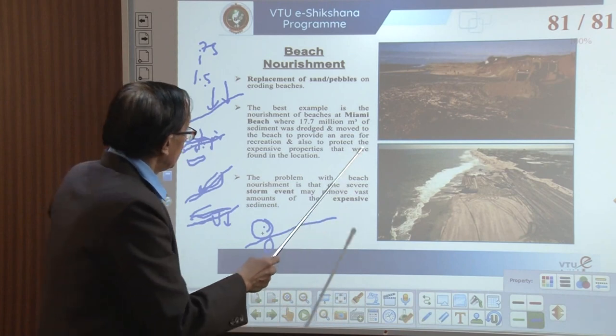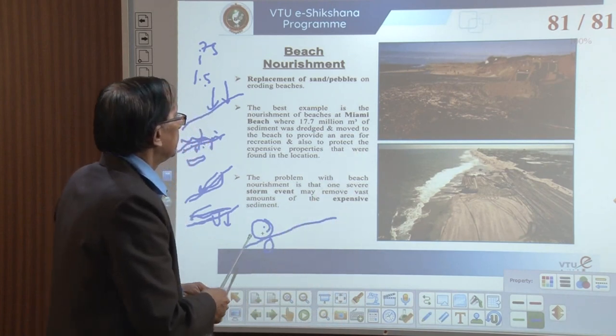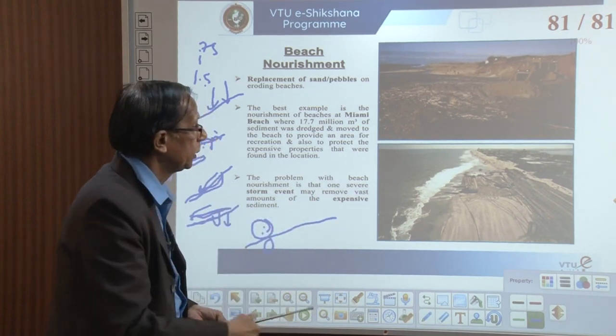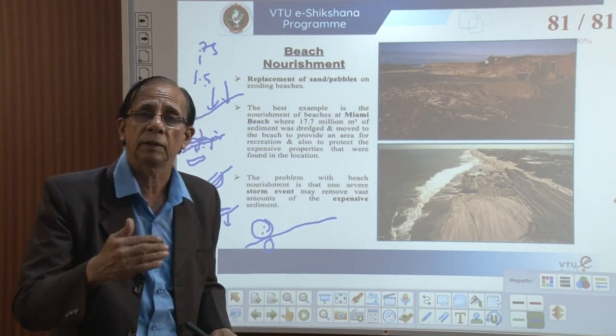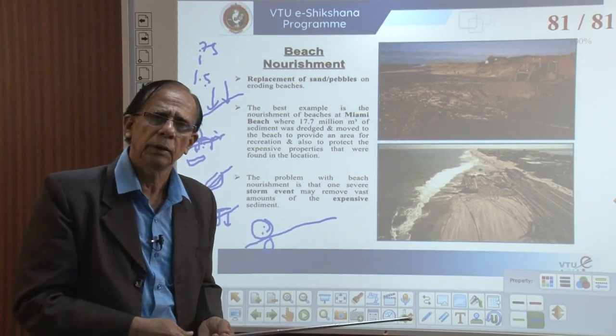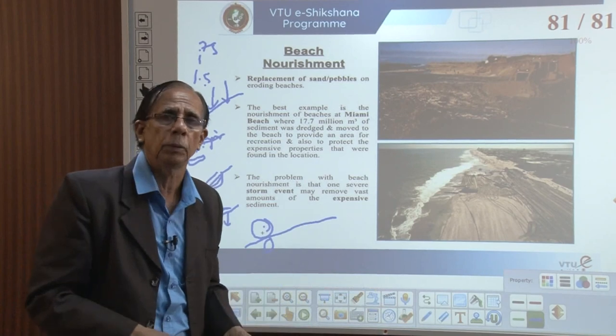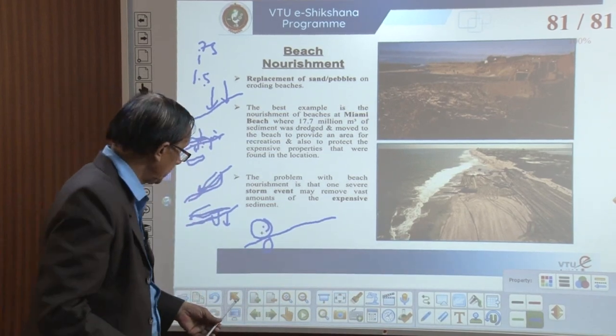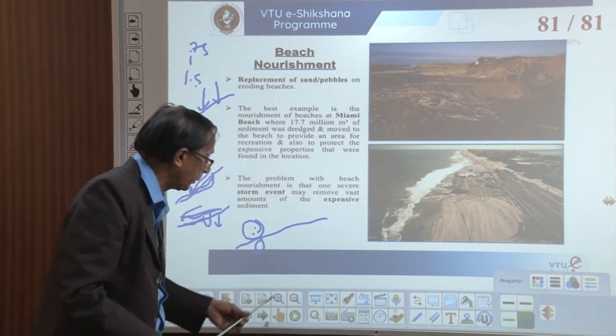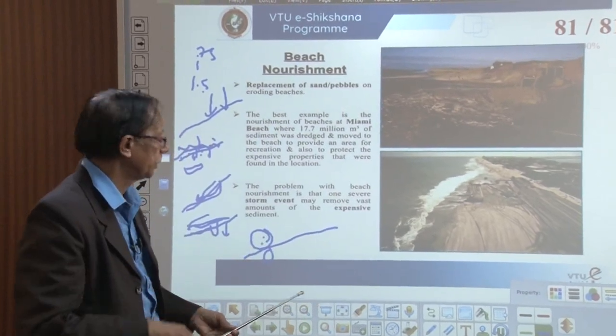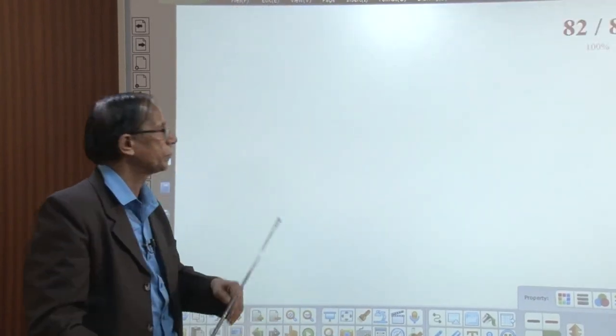Therefore, sand pumping, a kind of beach nourishment process, is another engineering solution. In addition, vegetation is also practiced. With this, in the coastal belt, we can protect our land and go ahead with the construction activities.